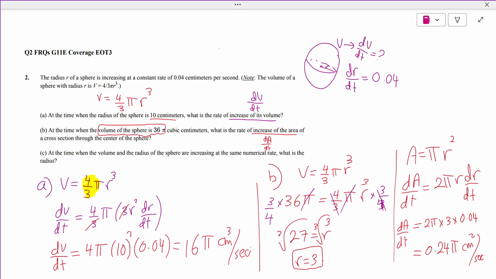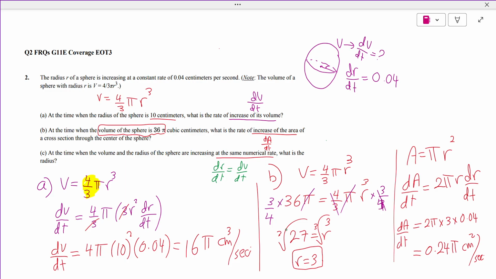This is part B. Part C, at the time when the volume and the radius of the sphere are increasing at the same numerical rate. What does that mean? It means that dr over dt will equal dv over dt. At that moment, find the radius.